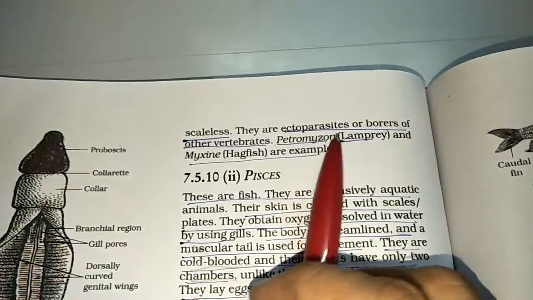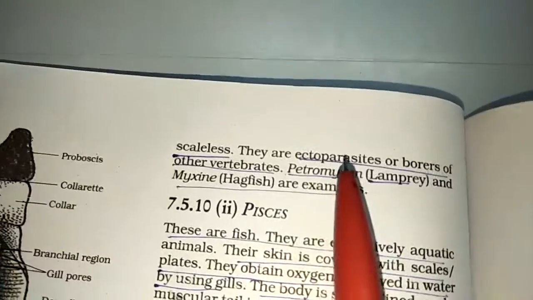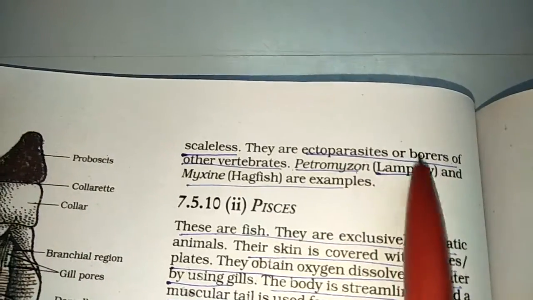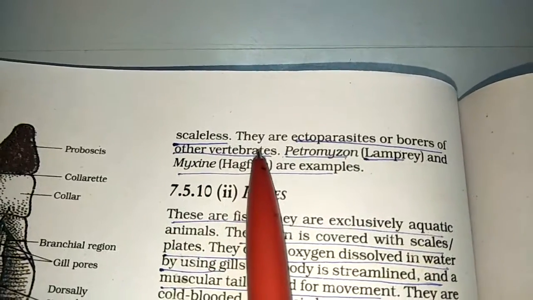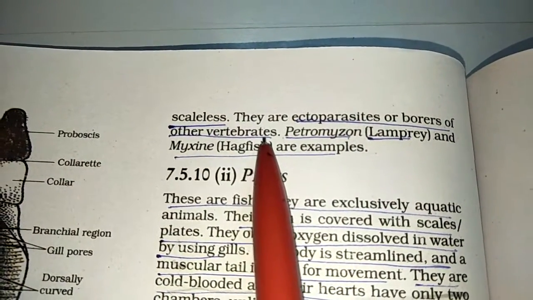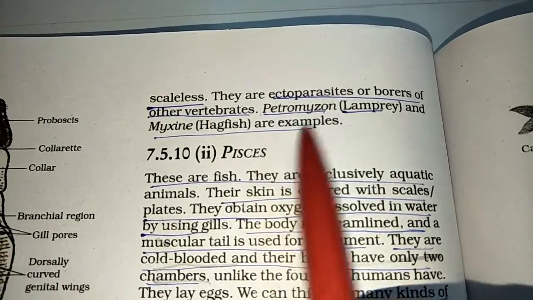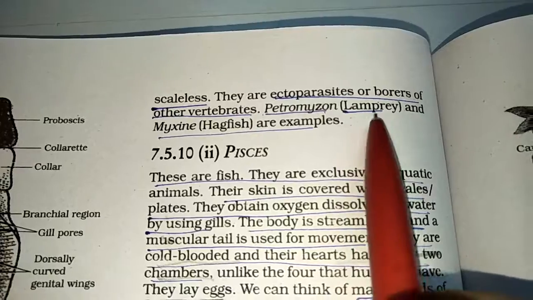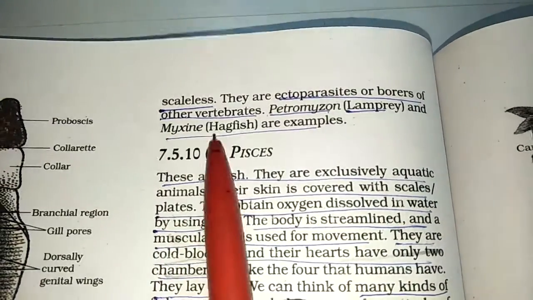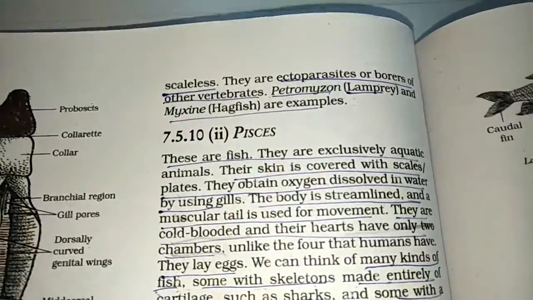Now these are ectoparasites. Ectoparasites are parasites which are found outside the body, or there are borers of other vertebrates, so they bore holes inside other vertebrates for fulfilling their nutrition. Examples are Petromyzon, that is lamprey, also known as lamprey fish, or Myxine, that is hagfish. These two are the examples of Cyclostomata.